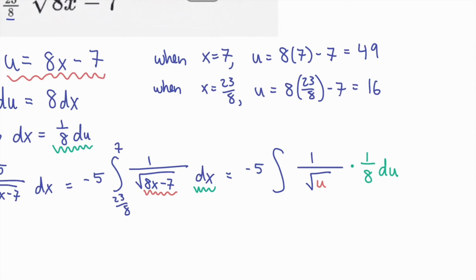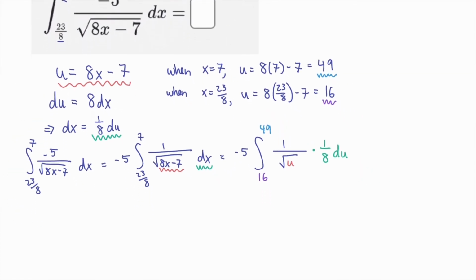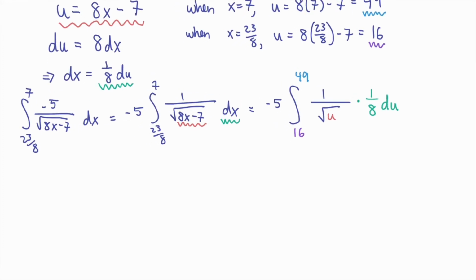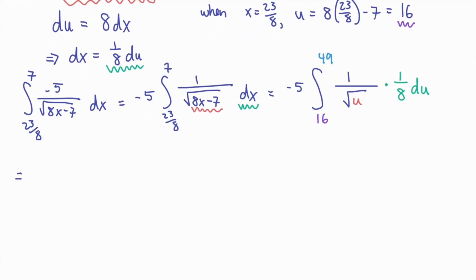And now we want to rewrite our bounds. So we figured out that our upper bound should be 49, and our lower bound should be 16. Okay, now I can go ahead and simplify this a bit. So I'm going to factor out that 1/8 as a constant, and rewrite this as u to the negative 1/2.